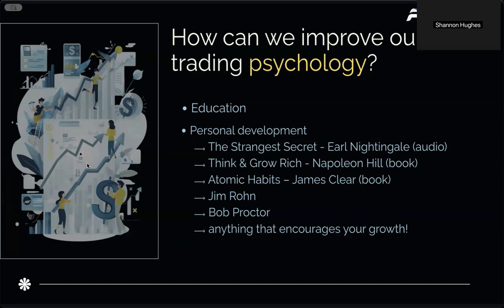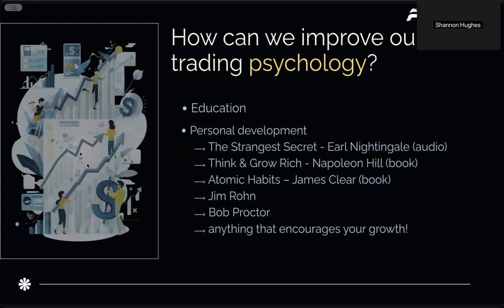If you're somebody who wants to make multiple six figures, well, if you were already that kind of person, you'd already have that kind of money, right? So you need to start developing as a person. So those are just some things I suggest. Strangest Secret by Earl Nightingale. It's a 30-minute audio. It is free on YouTube and Spotify. Listen to it, take it seriously, and do what it tells you to do.